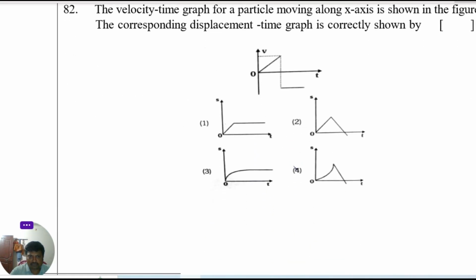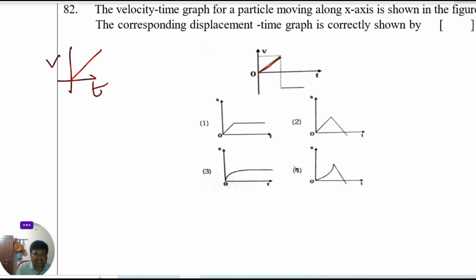Right, 82nd question. The velocity time graph for a particle moving along x-axis is shown in the figure. The corresponding displacement time graph is correctly shown by. So observe here the velocity time graph. The graph is a straight line.